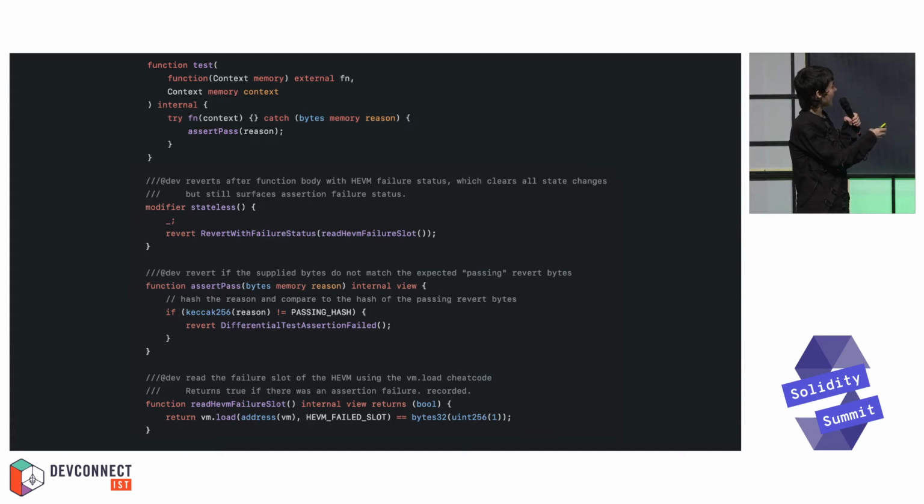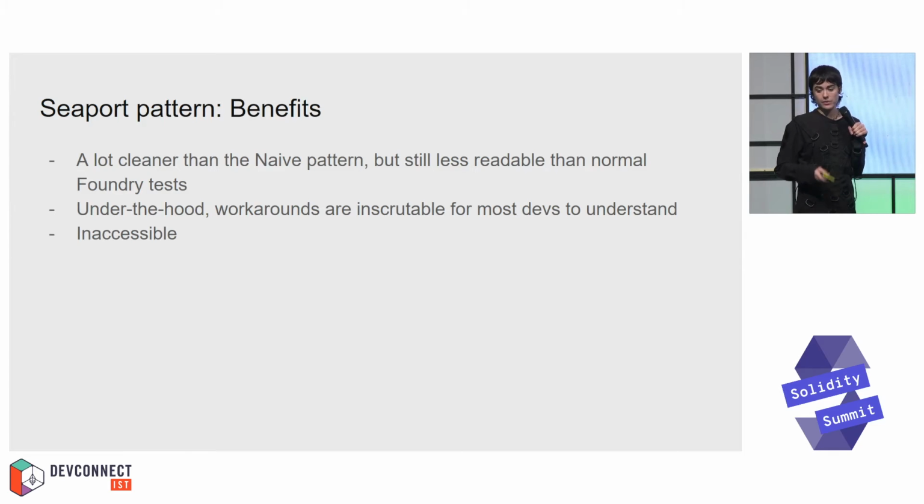But it's kind of hacking around some HEVM weird stuff. Basically, long story short, the HEVM stores assertion failures in contract storage. So if you were to vm.revertTo to roll back the chain state, it would also roll back any test failures. And these are the workarounds that they've come up with to get around that. Okay, so again, cleaner than the naive pattern, less readable than normal tests, but under the hood, the workarounds can be inscrutable for most devs to understand, and that makes this less accessible.